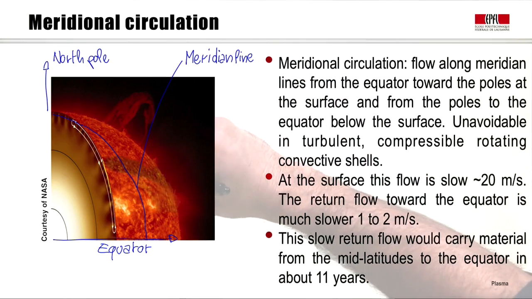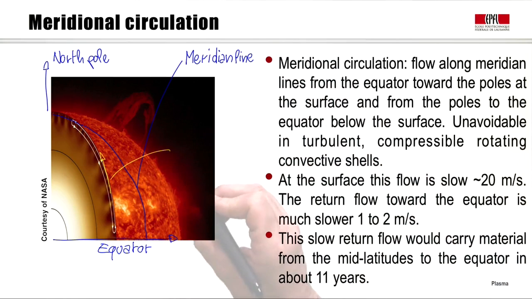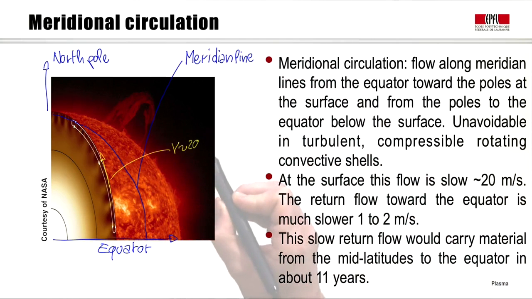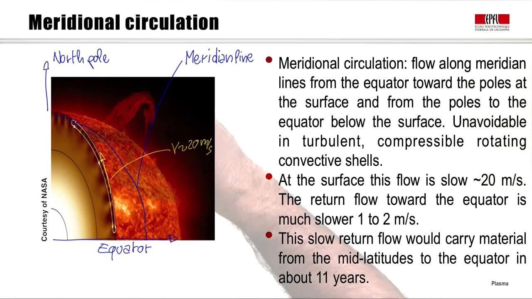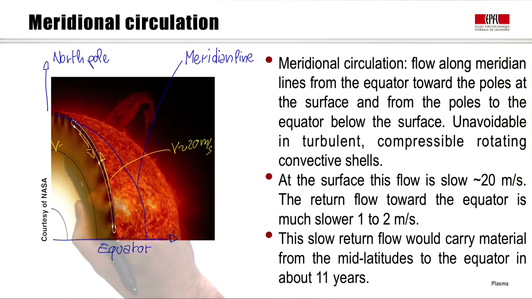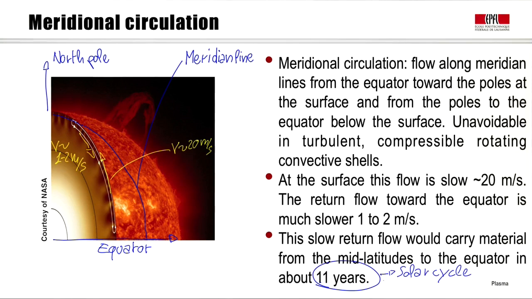Near the surface, the flow from the equator to the North Pole is of the order of 20 meters per second. Slightly deeper in the Sun, the return flow from the North Pole toward the equator is much slower, with a speed of the order of 1 to 2 meters per second. It is interesting to note that this slow return flow would carry material from mid-latitudes to the equator in about 11 years, which is an important number in the solar cycle.